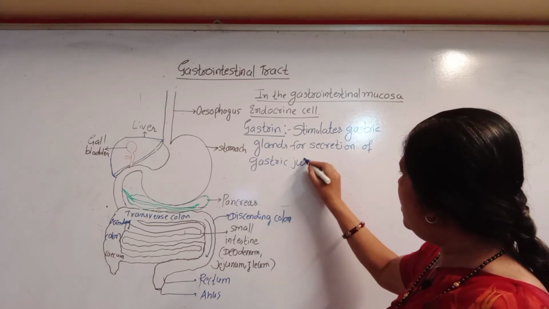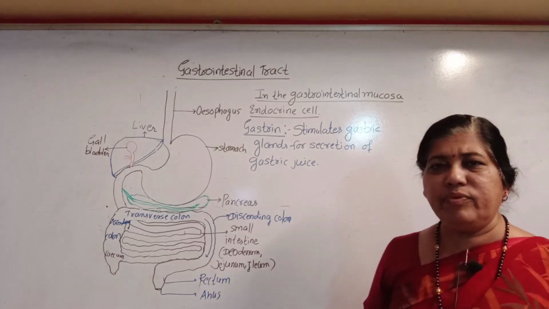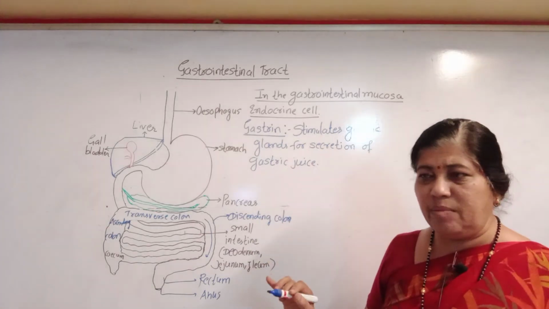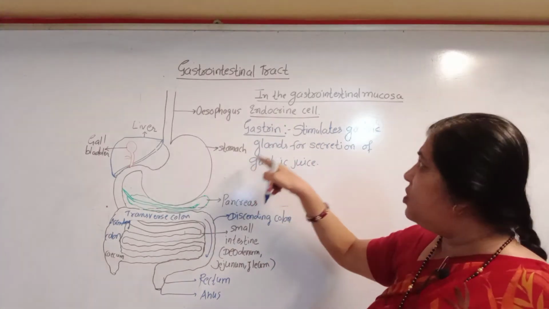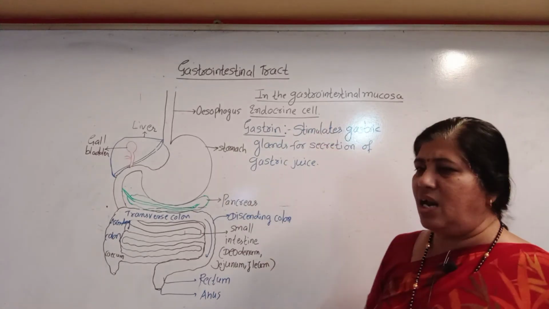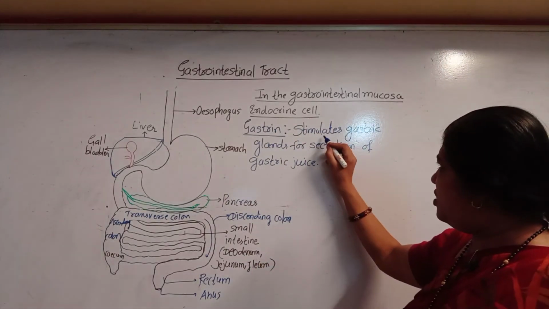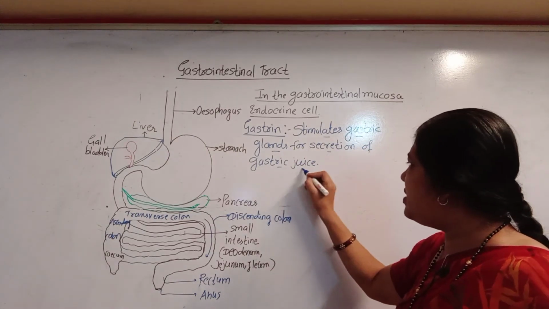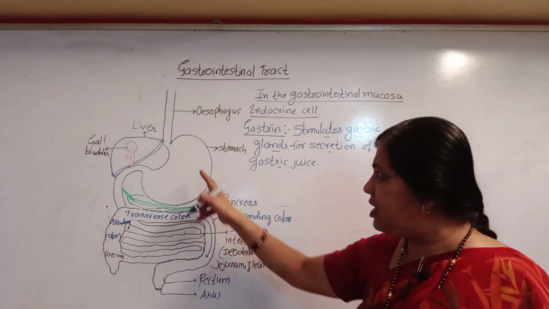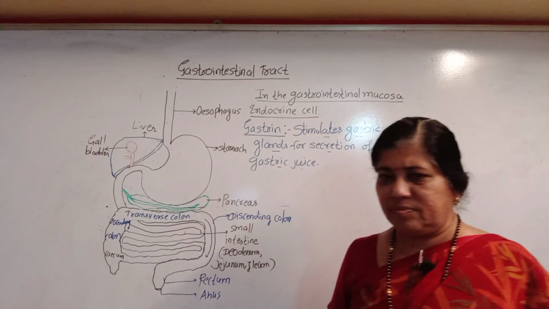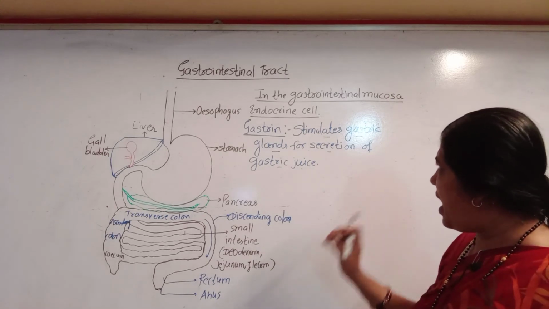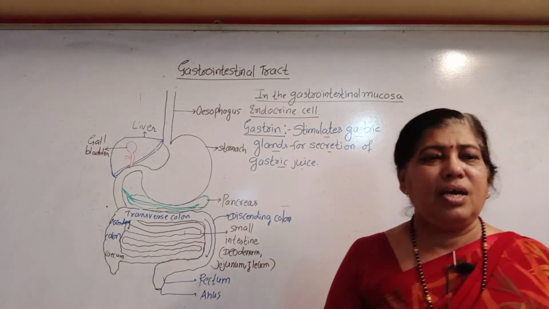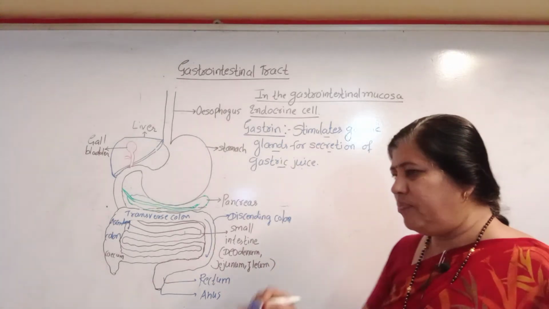Any difficulty? So what is the role of gastrin? Gastrin is the hormone which is secreted by endocrine cells of the gastrointestinal mucosa. This gastrin stimulates gastric glands for what? For secretion of gastric juice. The wall of the stomach contains gastric glands, and those gastric glands secrete gastric juice, which contains HCl, mucus, and some enzymes.